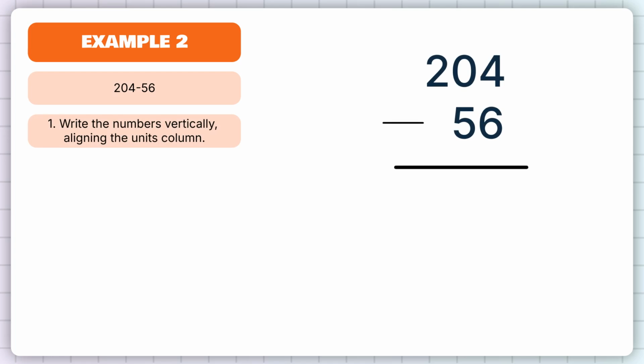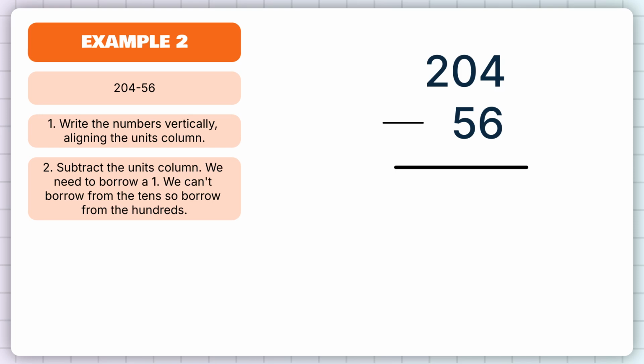Finally, let's consider a case with zeros. 204 minus 56. 1. Write the numbers in column format. 2. Start from the rightmost digit, so we have 4 minus 6. We borrow 1 from the tens place. The tens place is 0, so we borrow from the hundreds place. The hundreds place 2 becomes 1, and the tens place 0 becomes 10. Now we borrow the 1 from the tens place for the units place. The tens place 10 becomes 9, and the units place 4 becomes 14. So 14 minus 6 equals 8.